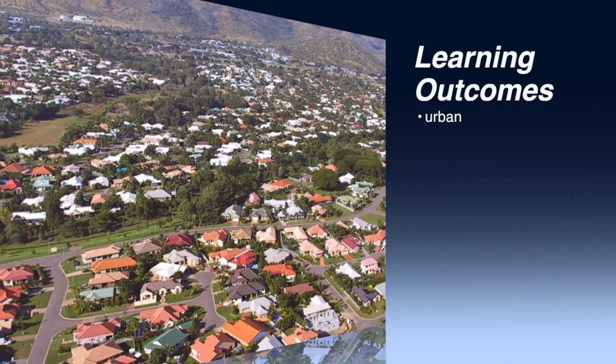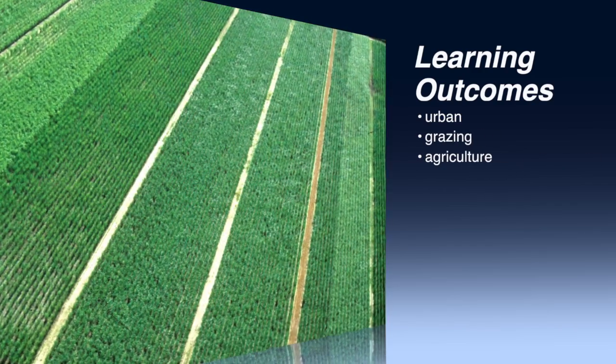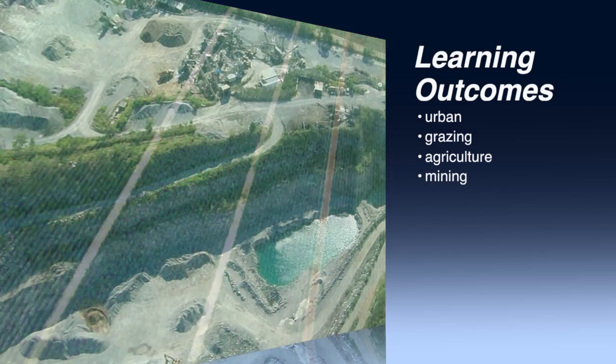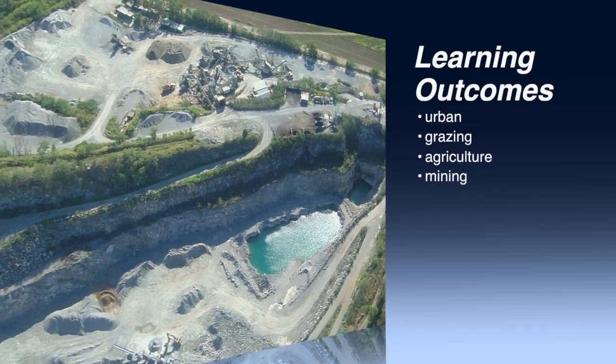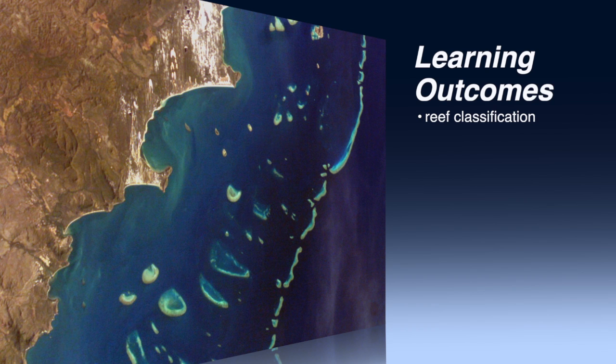Similarly, we saw how human activity and influence varies along the coastline and catchments that bound the Great Barrier Reef Marine Park. Finally, we were introduced to a simple classification scheme for describing and understanding the thousands of reefs within the World Heritage Area.